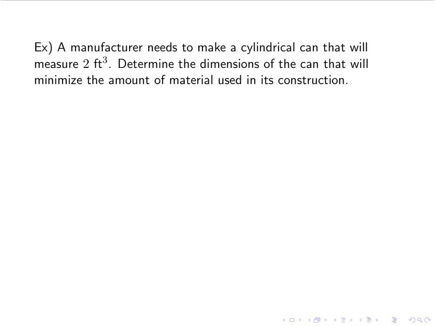So let's try another one. A manufacturer needs to make a cylindrical can that will measure 2 feet cubed. Determine the dimensions of the can that will minimize the amount of material used in its construction. So we want to minimize the amount of material, and we have a couple of things to look at here. First is the volume, which I know is going to be 2 feet cubed. And then we also need the amount of material being used. So the volume is 2, and the amount of material is the surface area. I'm going to use SA for surface area.